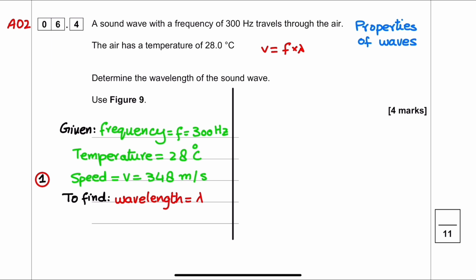We have the formula that V is equal to F lambda. We need to find the wavelength. We have the frequency, but we don't know the speed. We need to use figure number 9. We need to use the temperature 28 from figure number 9 to find the value of the speed of the wave. Let's see figure number 9.